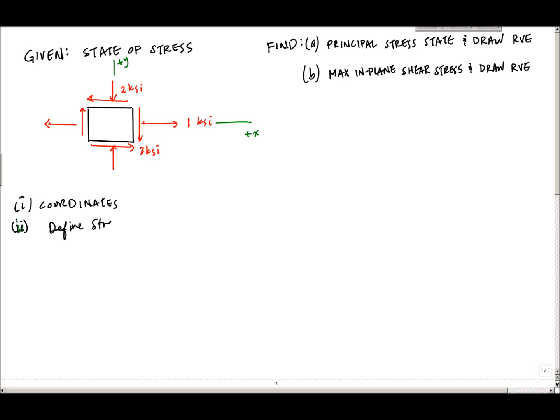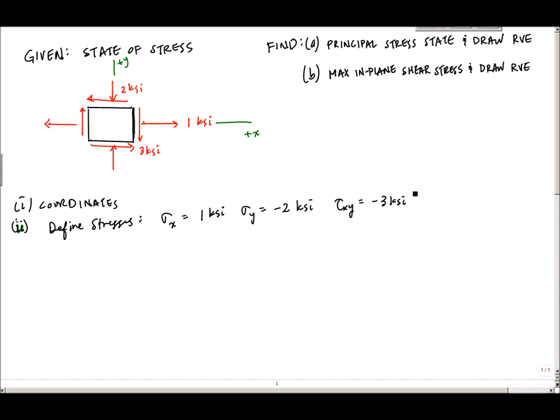Define stresses here. In this case, sigma x is equal to a positive 1 ksi because it's causing tension, or it's in the positive x direction. So 1 ksi. Sigma y, over here, is 2 ksi causing compression on that face, so minus 2 ksi. And then the shear stress, tau xy: I am on the x face, here's my x face, in the negative y direction. So a positive times a negative gives me a negative, and therefore this would be minus 3 ksi.